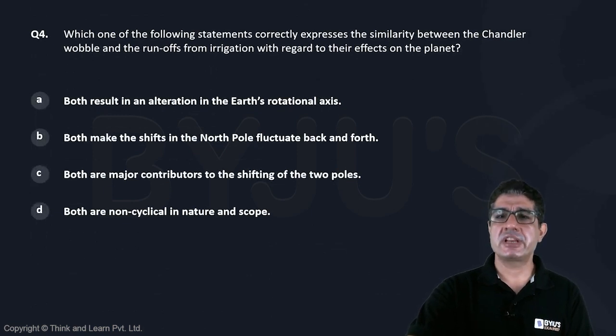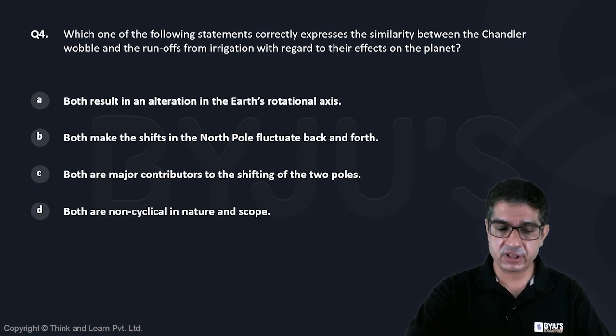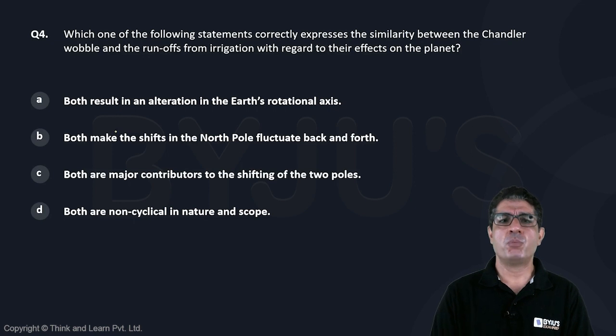And now let's move over to question number 4. Which one of the following statements correctly expresses the similarity between the Chandler wobble and the runoffs from irrigation with regards to their effects on the planet? Fantastic. So let's see. A, both result in an alteration in the Earth's rotational axis. Yes, both of them do that.